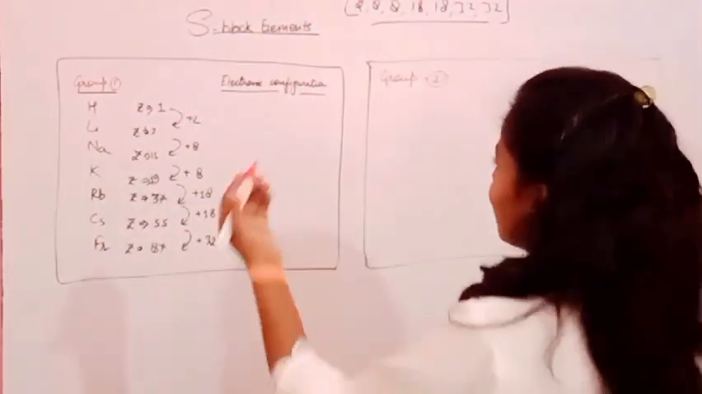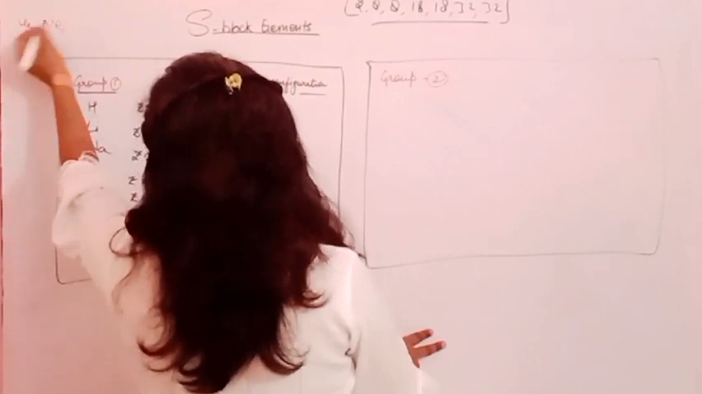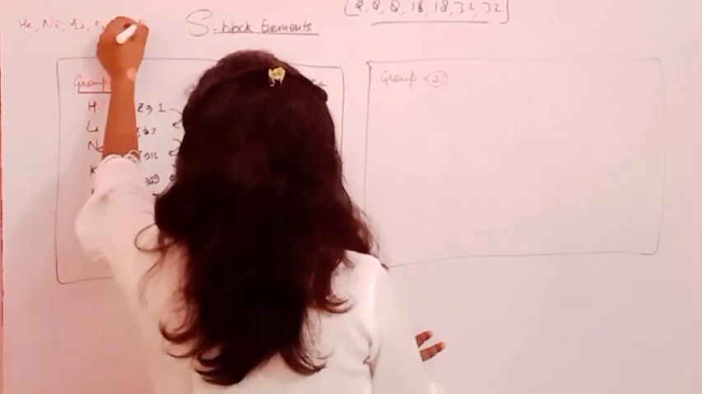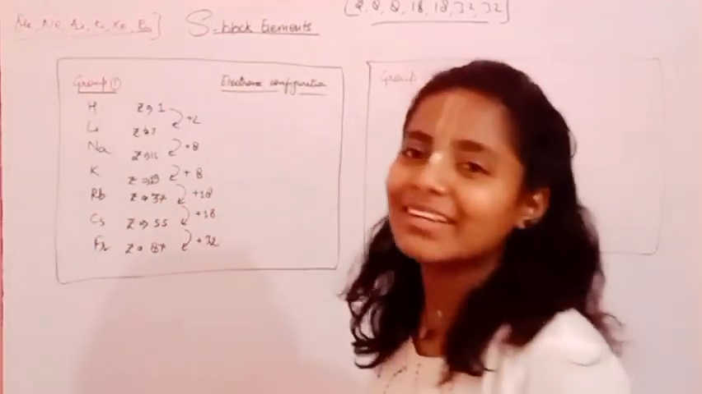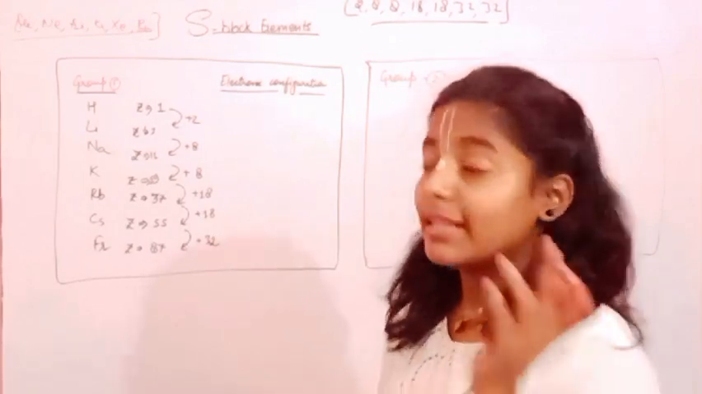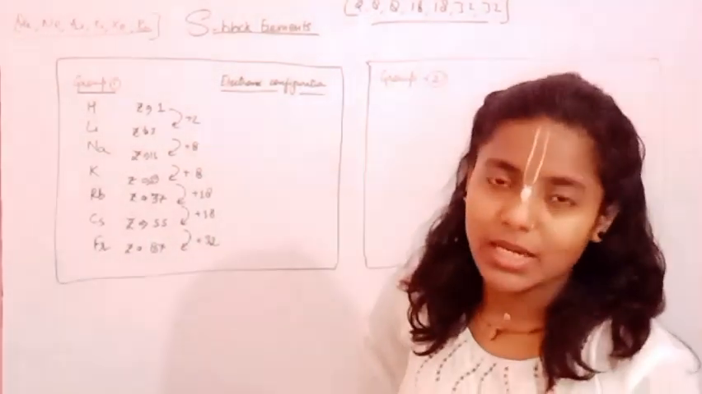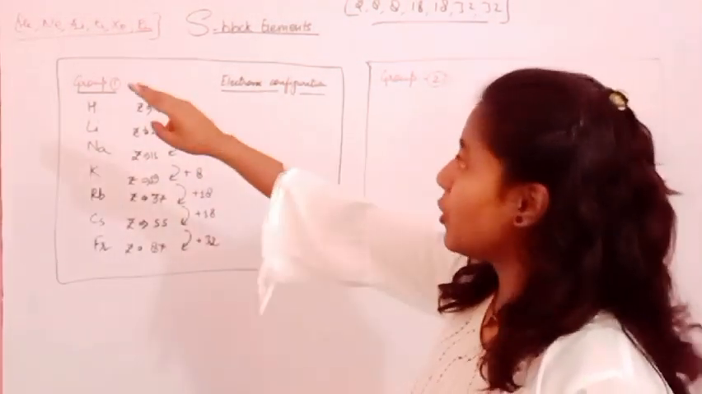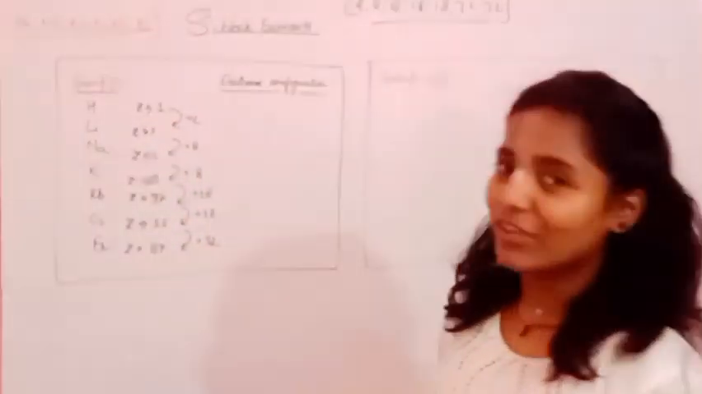And what are your inert and noble gases? Your helium, neon, argon, krypton, xenon, and radon. So these are your noble gases, and this particular group is of your p block element, group number 18, right? So see, I'm going to use all these inert gases for writing the electronic configuration of these elements.